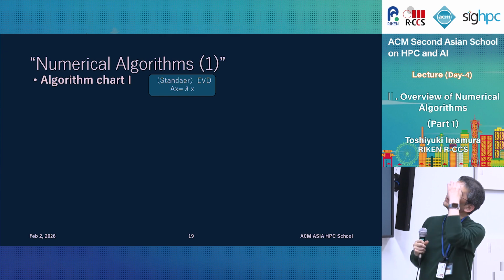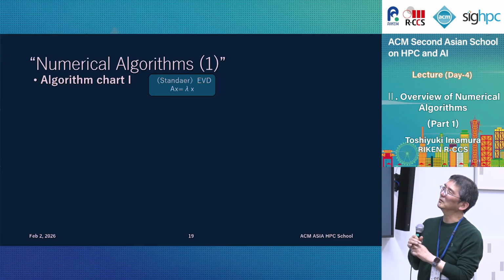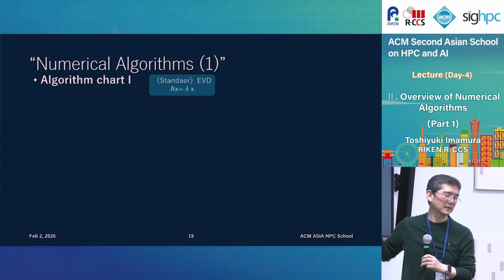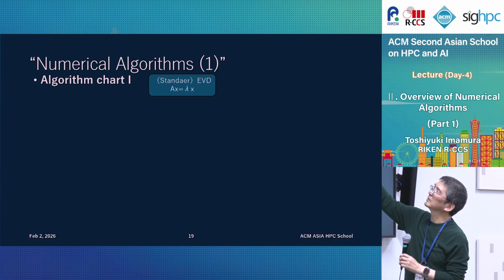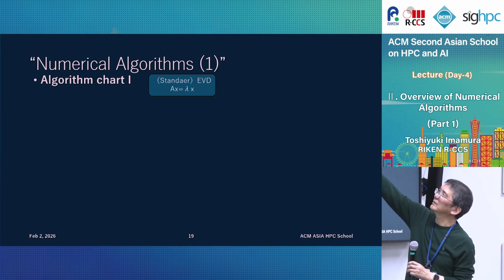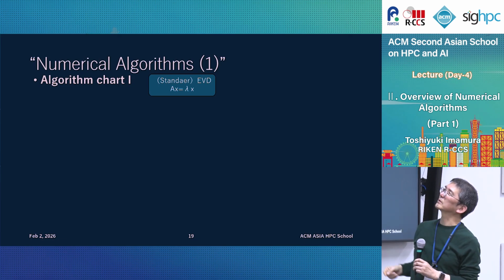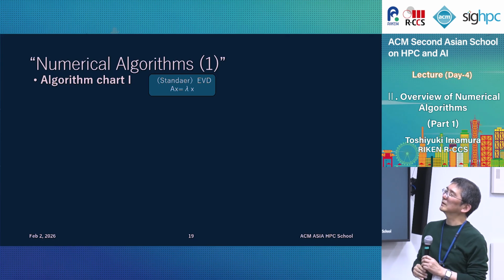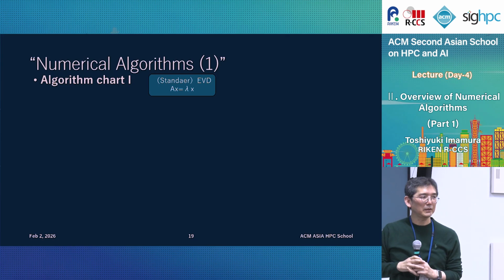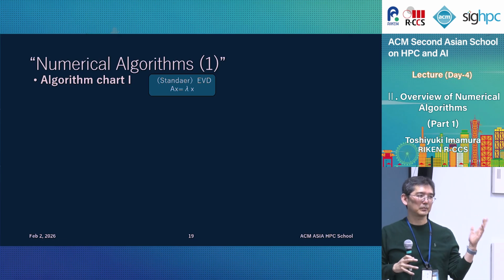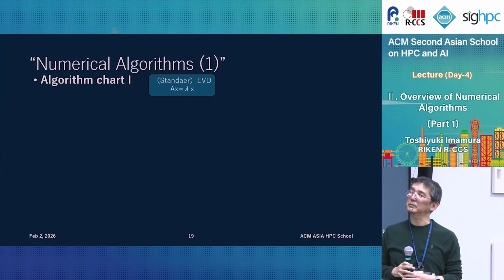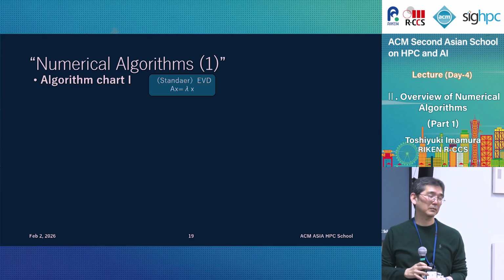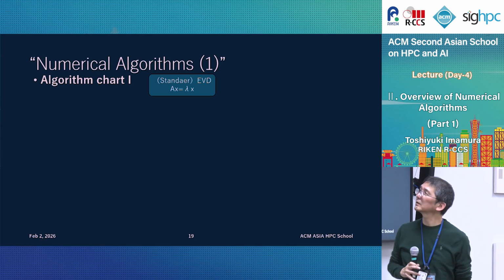Okay, so now I want to show the algorithm chart. We now have the eigenvalue problem to be solved: A X equals lambda X. But we don't have any almighty or perfect algorithm to solve any matrix and any eigenvalue problem request.